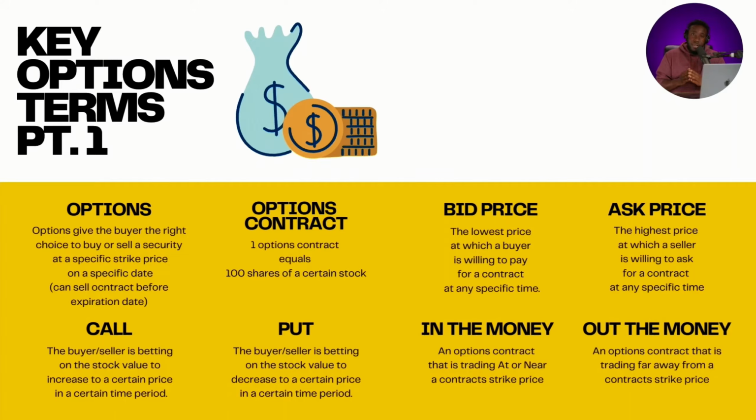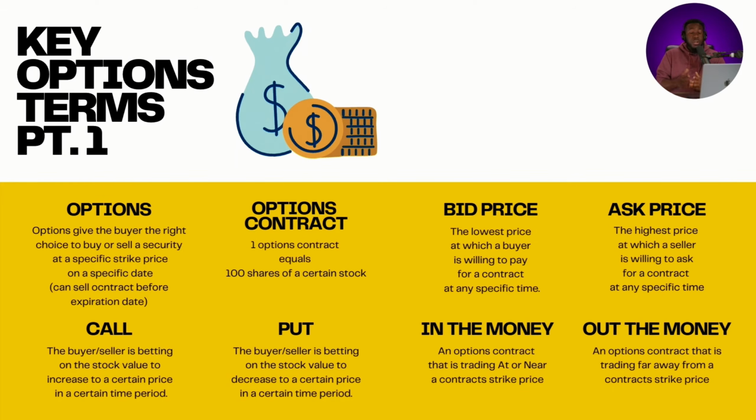Now, put is literally the opposite. When we're talking about a put, we're talking about putting something down. You don't put something up. Well, some people say put up, but we're using put down. So we're betting on the downside. We're betting that a stock value would decrease to a certain price within a certain period. So that's what it means to have a put.